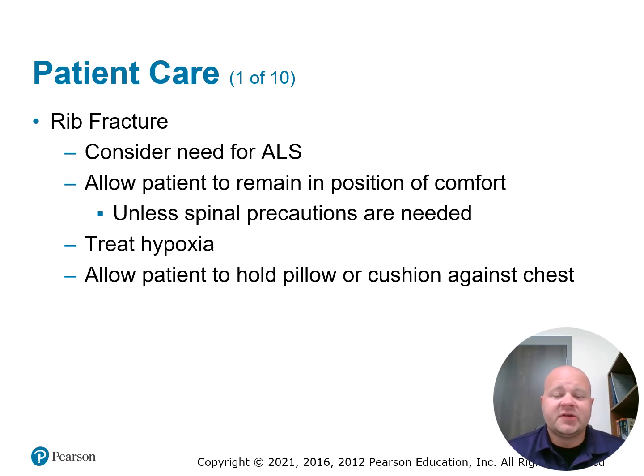So for rib fractures, consider the need for ALS. They are typically stable patients, but like we talked about, pain management is really what they need. So allow the patient to remain in a position of comfort as long as it's safe for the patient. Treat hypoxia and allow the patient to hold a pillow or a cushion against their chest if that helps.